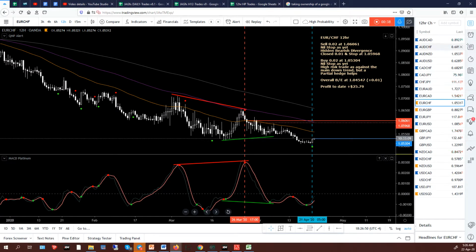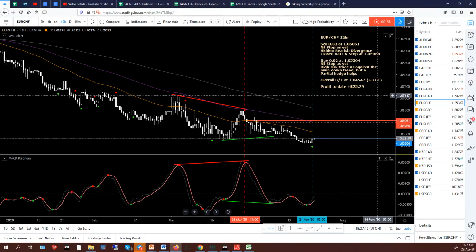So let's have a look at the charts here. This is my watch list on the right as normal. The ones highlighted in blue are the ones I've currently got trades on. The ones that aren't highlighted, no trades. And the ones highlighted in orange are the ones I'm going to discuss in this video. There's a few, by the looks, this morning. So we'll start with the Euro Swiss franc.